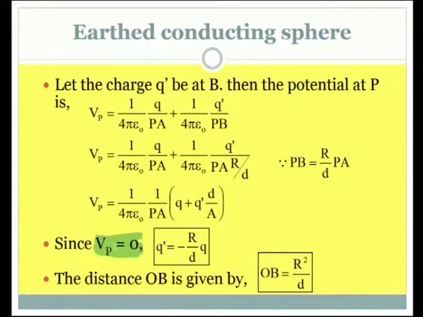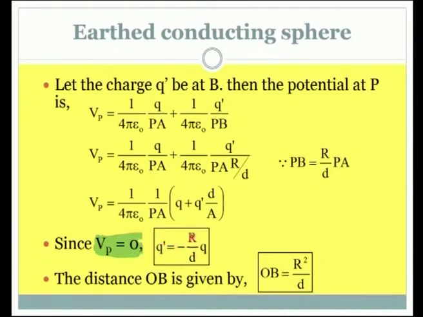So, based on this we are able to finally arrive at the expression for q dash, and automatically we are having a negative sign for this. So, the q dash has to be negative in sign. And what about the magnitude? In comparison with q, the r divided by d, this is the ratio we have. So, based on this we need to have the value of q dash.